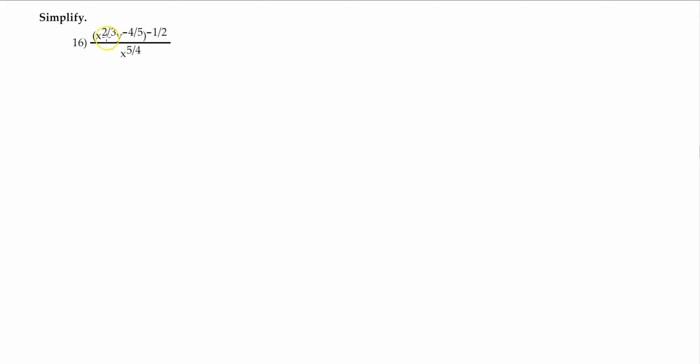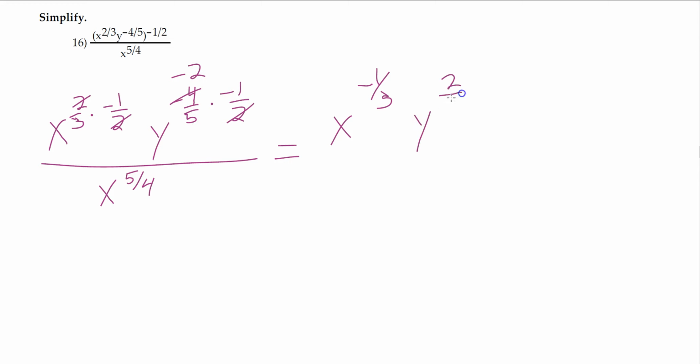Okay, so inside the exponents we can simplify. For example, these 2's reduce, giving us just x to the negative 1/3. Here, this 2 goes into this negative 4, leaving negative 2 times negative 1, which is 2/5. So y to the 2/5. In the denominator, we have x to the 5/4.